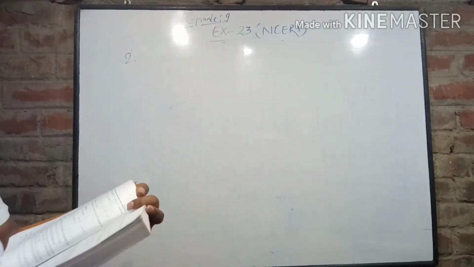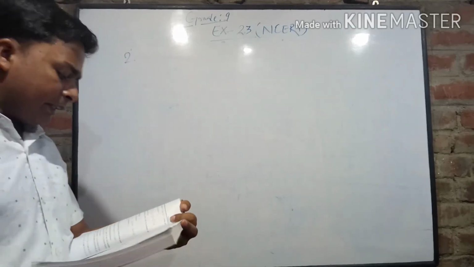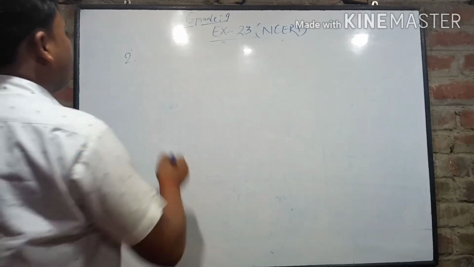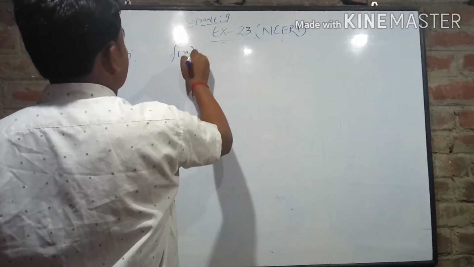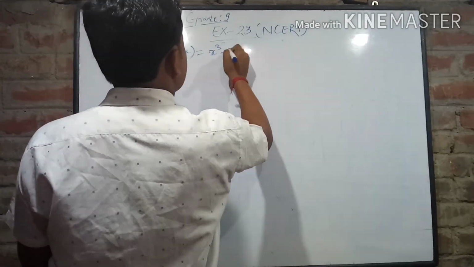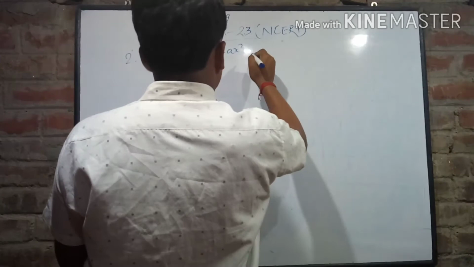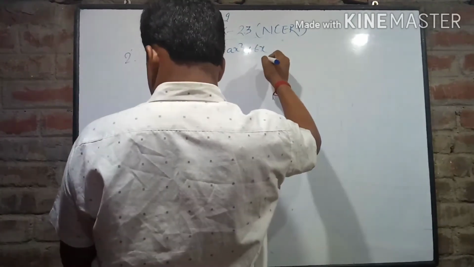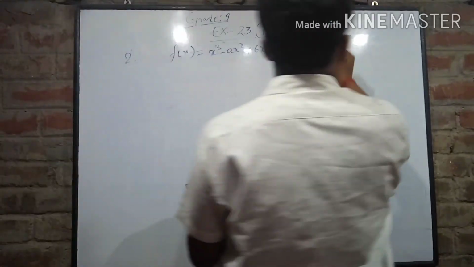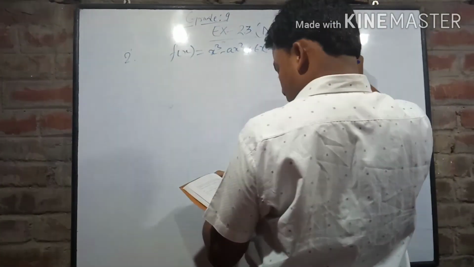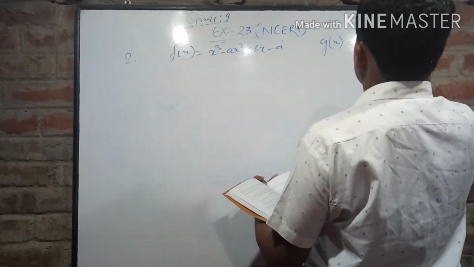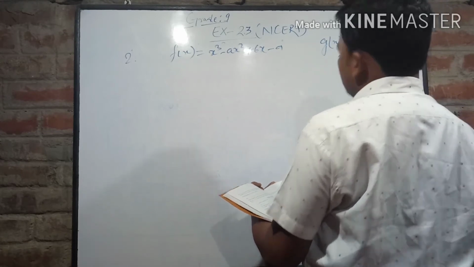Number 2 says, find the remainder when x cube minus ax square plus 6x minus a is divided by x minus a. It means what is function of x? Dividend is x cube minus ax square plus 6x minus a. Whereas what is the divisor? That is equal to x minus a. If this is equal to 0, then what is the value of x? This is equal to plus a.